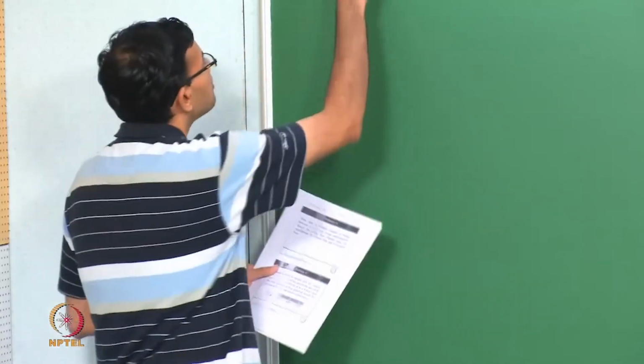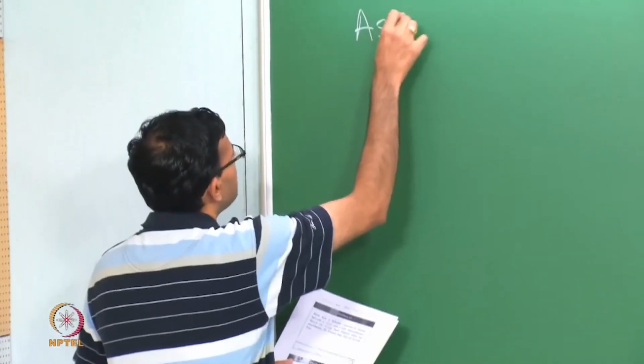In today's assignment, we are going to look at metal semiconductor junctions. This is assignment 4.